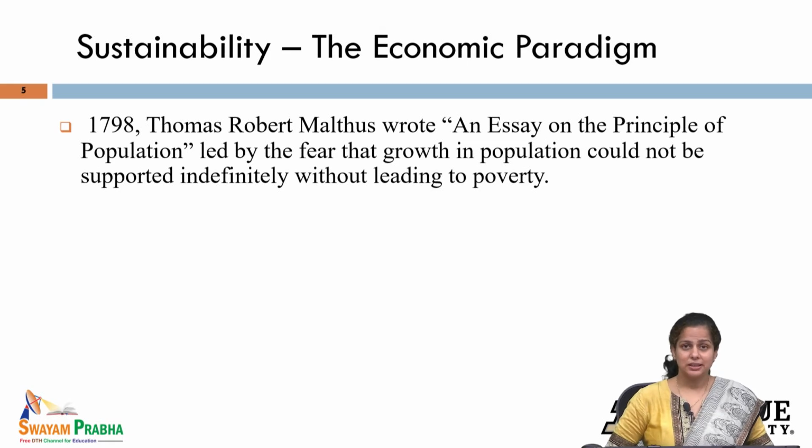So in 1798, it goes long back, Robert Malthus wrote an essay on the principle of population. As society evolved and the population grew, we really started thinking about how we can sustain the growth in population without leading to poverty, because the resource distribution was not equitable. That led to an idea that this expansion and growth, if not well managed, can lead to poverty, and that probably is not sustainable.